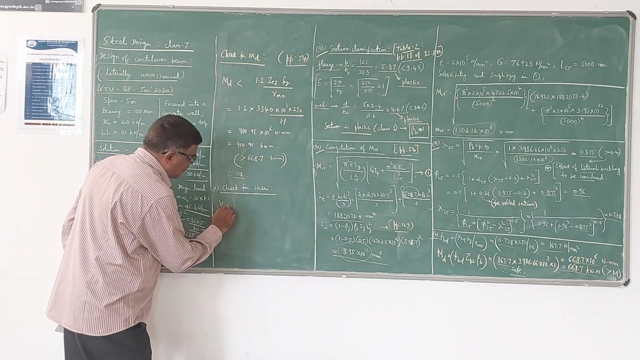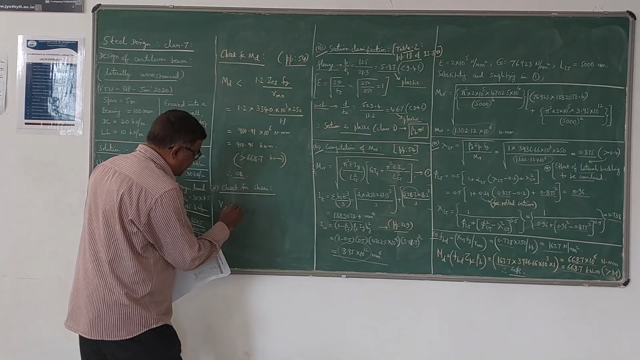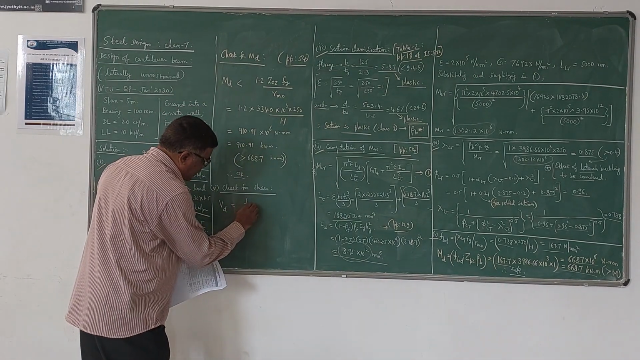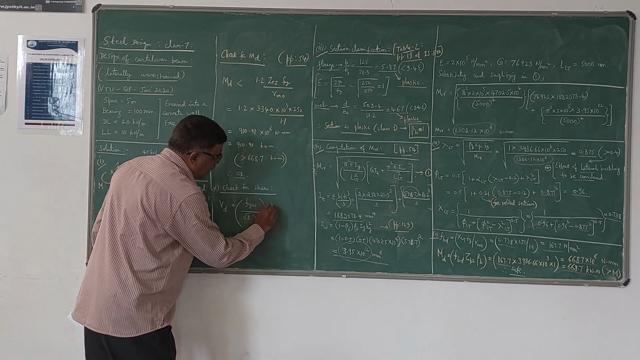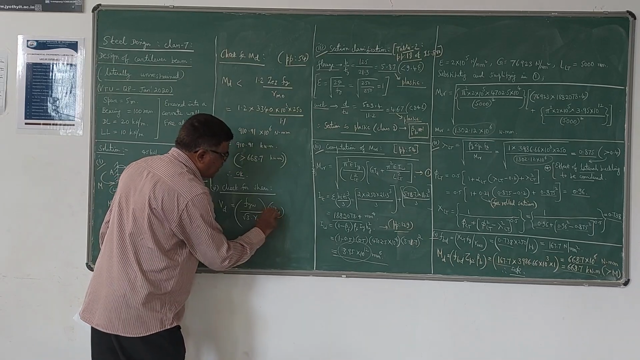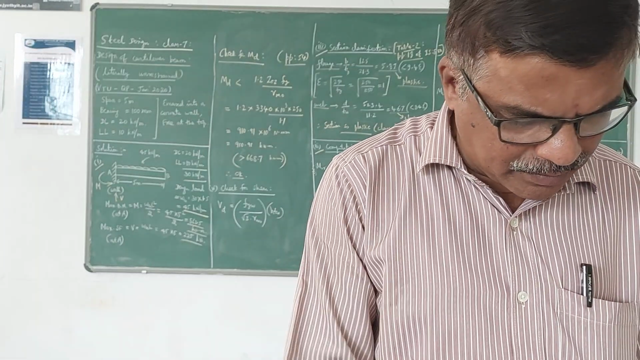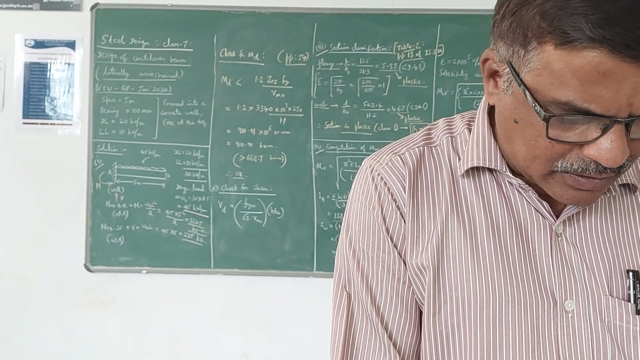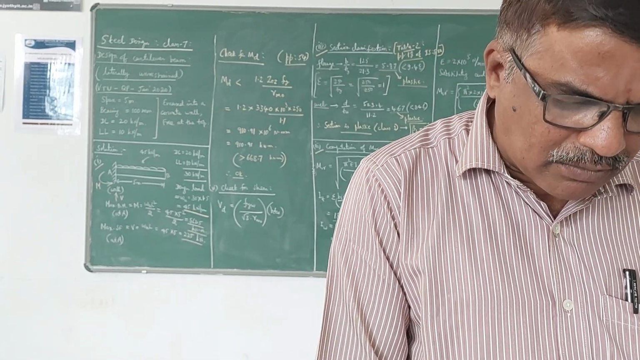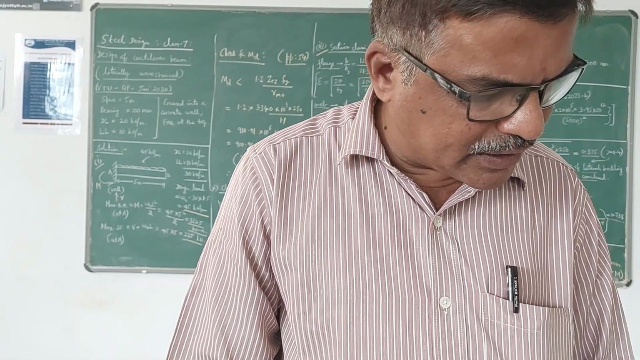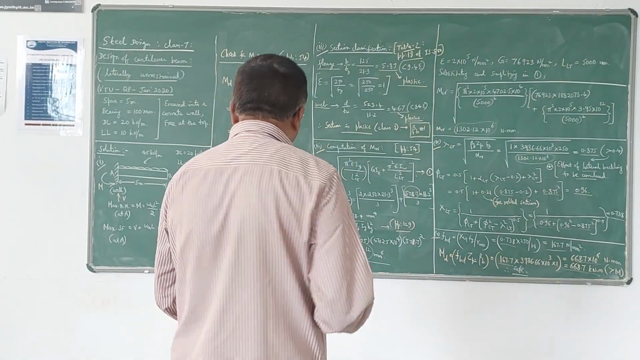So VD is equal to, according to the formula given in the code, Fyw divided by root 3 gamma MO into H into TW. This is for a hot rolled section. So once again, it is available in the page number. I will tell you. So it is there in the code. The last problem also, I had given the explanation for this. So it is available in page number 59 of the code.